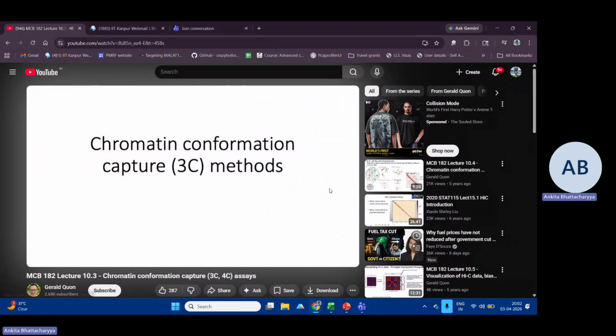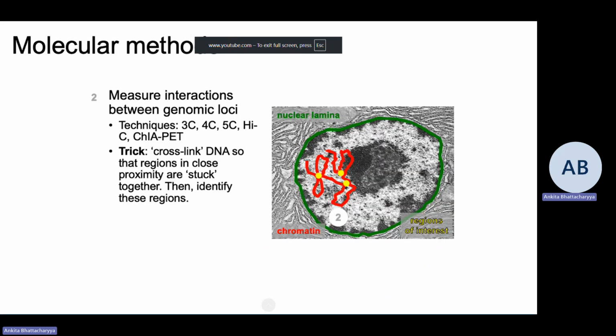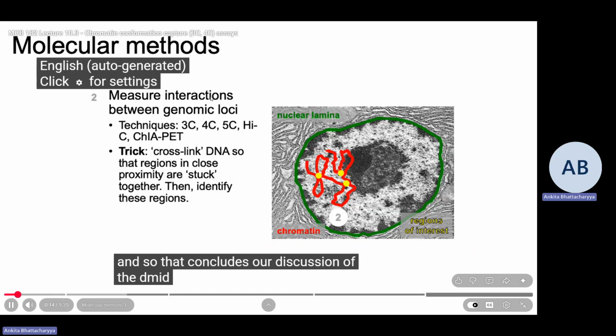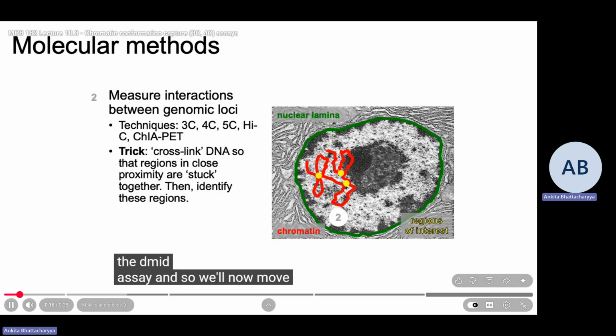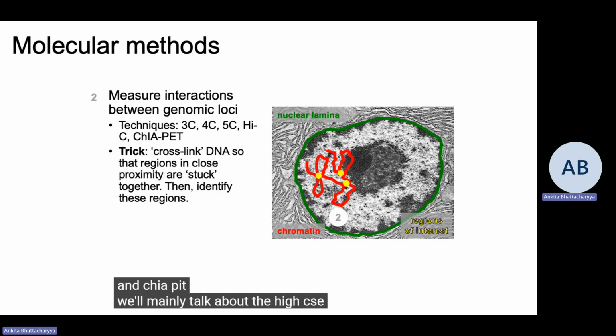That are used to identify chromatin-chromatin interactions. And so that concludes our discussion of the DAM-ID assay. And so we'll now move on to different techniques used to measure interactions between genomic loci. And so I mentioned that there's a rather large number of such techniques. So some of them include 3C, 4C, 5C, Hi-C, and ChIA-PET. We'll mainly talk about the Hi-C assay.